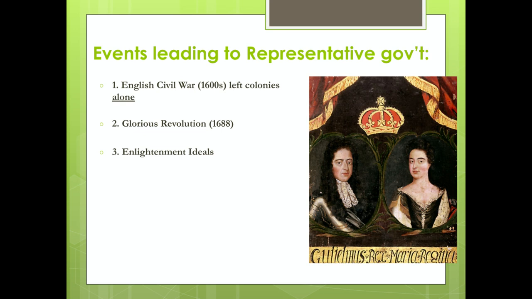But the Enlightenment mainly dealt with a person's ability to reason. It talked a lot about rights. People are born with certain rights. It talked about liberty, and it talked about toleration. And of course, we've talked about religious toleration, and that was mainly where they were going during this period. But the Enlightenment ideals definitely played a major role in the events that are going to lead to representative government.